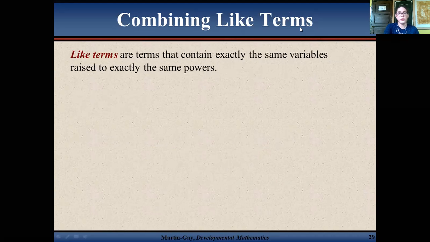Now, we will talk about like terms and combining like terms. You can only combine polynomials when they are like terms. Take down note. Like terms are terms that contain exactly the same variable raised to exactly the same powers. In short, when we say like terms, they have the same variable and the same exponent. Just remember the two: same variable and same exponent, then we call it like terms.